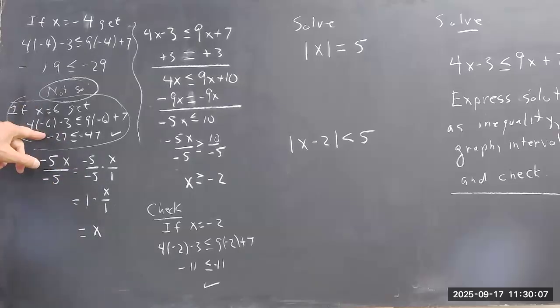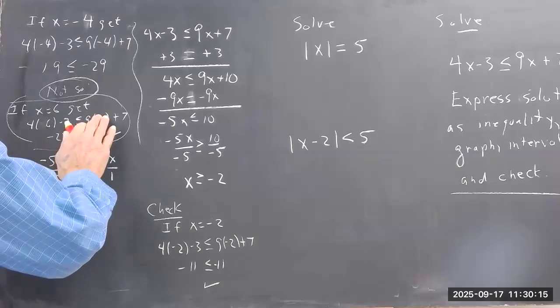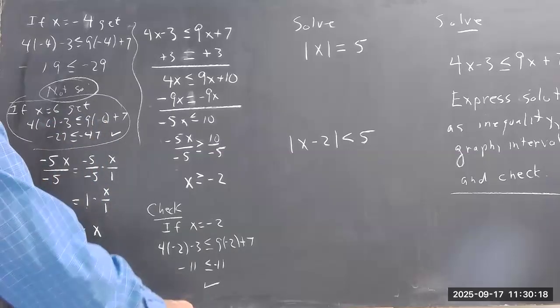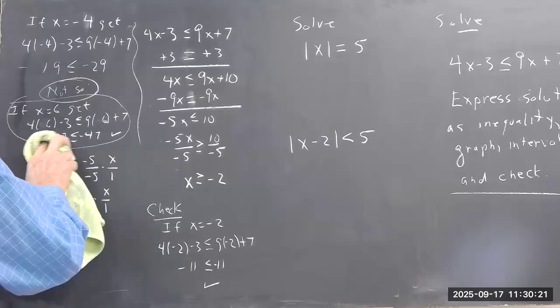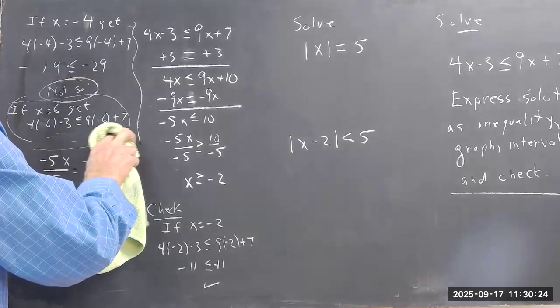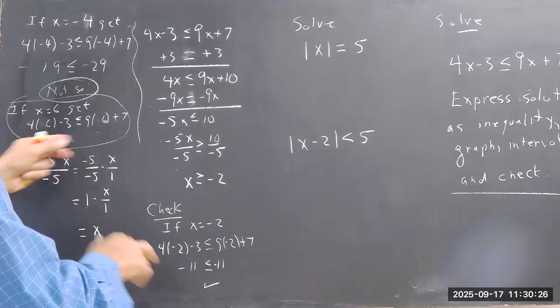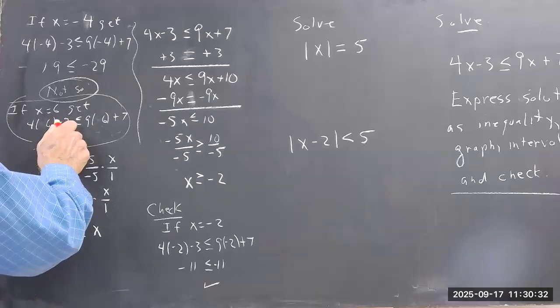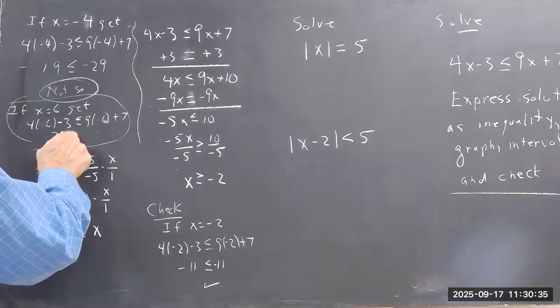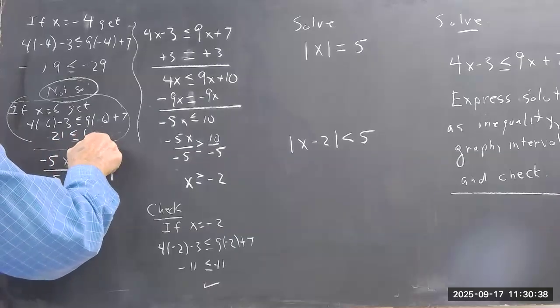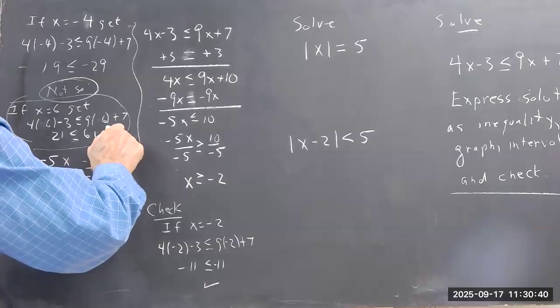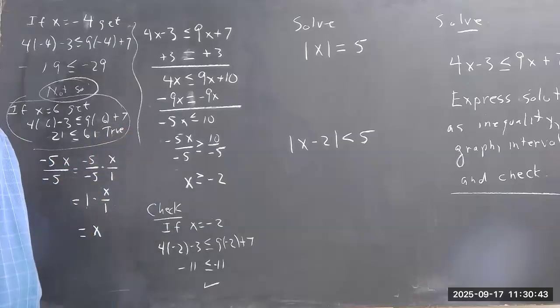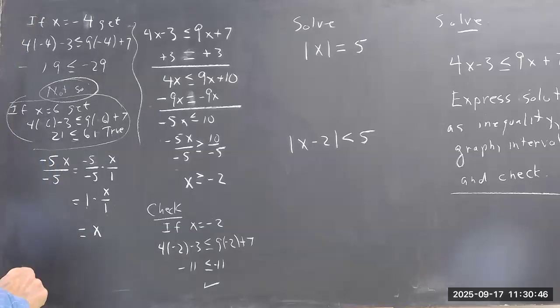This, where we substitute six, making all kinds of clerical errors here. My numbers aren't right. We substitute 6. What I wrote down there, -27 less than or equal to -47, isn't even true. It's going to be 24 minus 3, that's 21. This is 61. That's true.